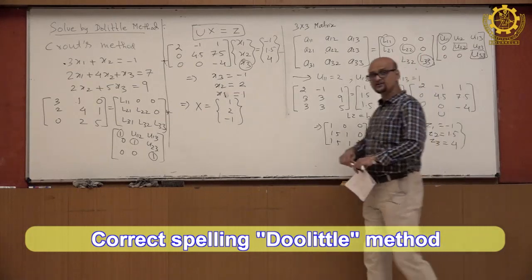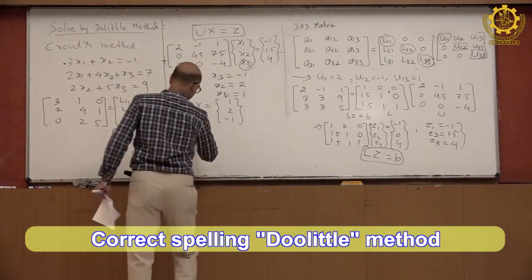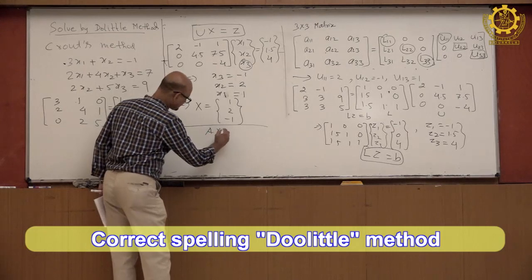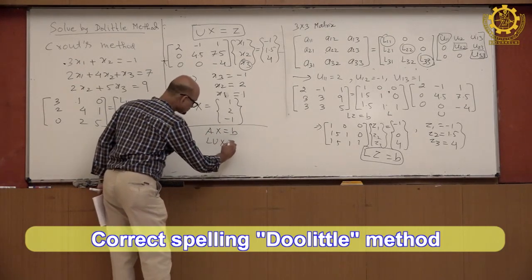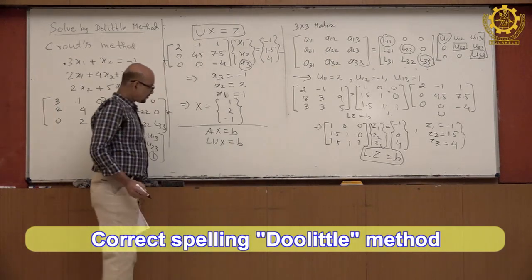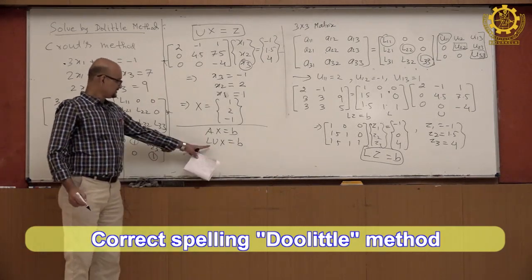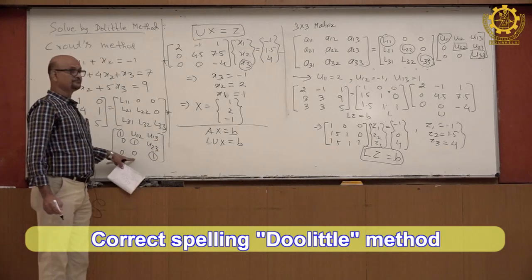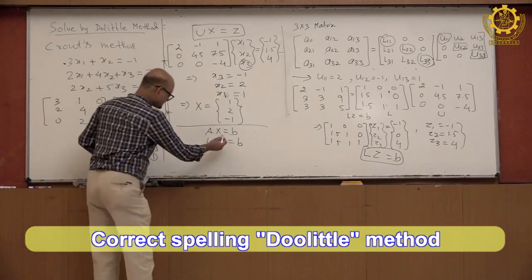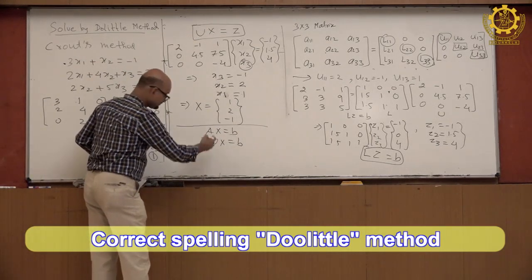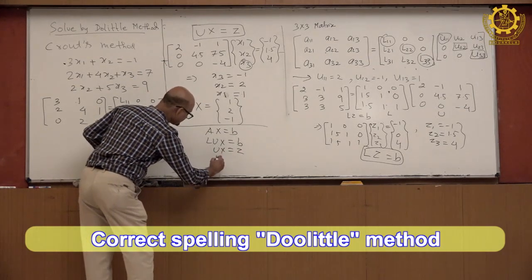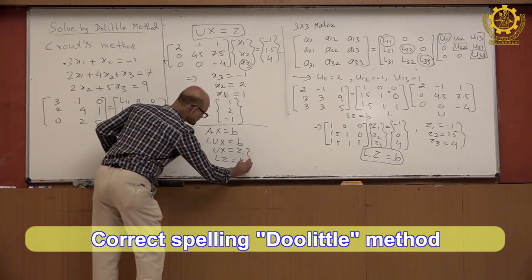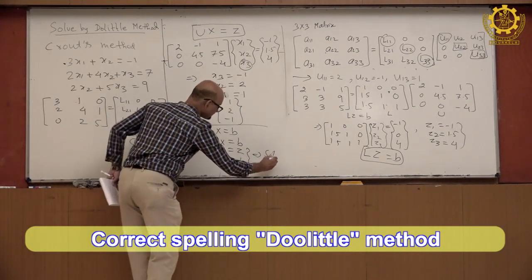See, here also the same thing will happen. I have Ax is equal to B, I have factorized A into L into U, so LUx is B. Only the procedure here is changed for the U matrix for Kraut's method, but the other procedures are the same. So Ux is Z and Lz is B. So these two equations will give you the solution.